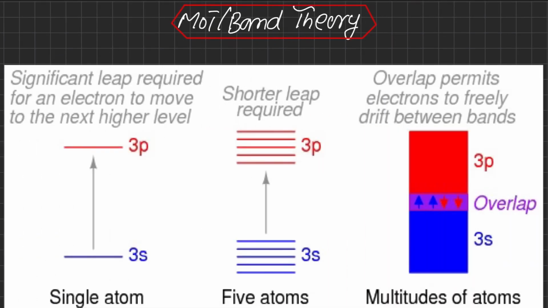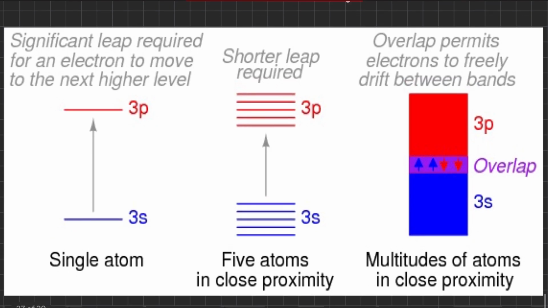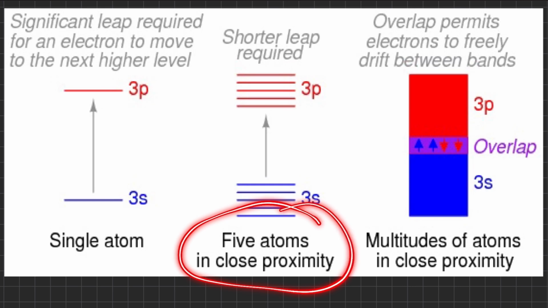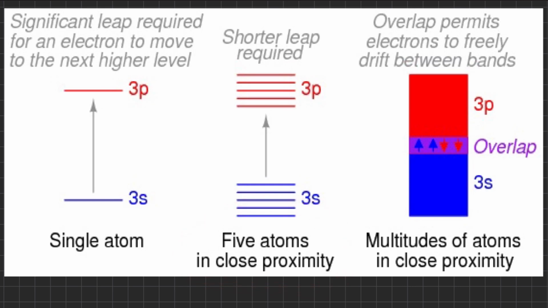The third theory which explains the metallic bonding is called molecular orbital theory. This theory is also called band theory. Why is this theory called band theory? Let's see. This is the single atom, and this is its 3s orbital and this is the 3p orbital. If we collectively write these orbitals for 5 closely placed atoms, these are the 3s orbitals of 5 atoms and these are the 3p orbitals of 5.